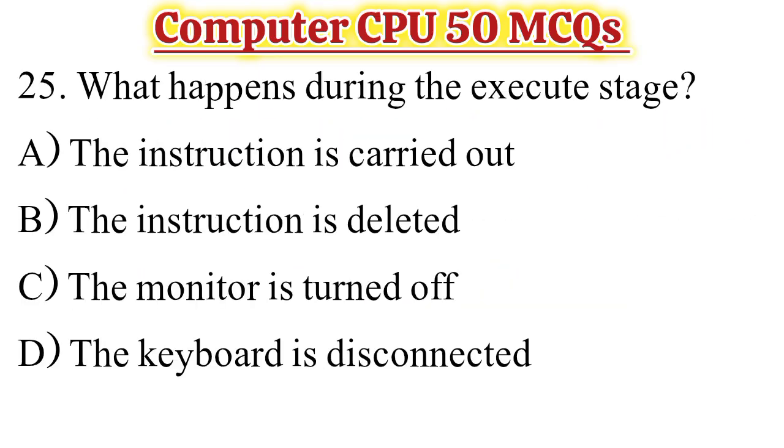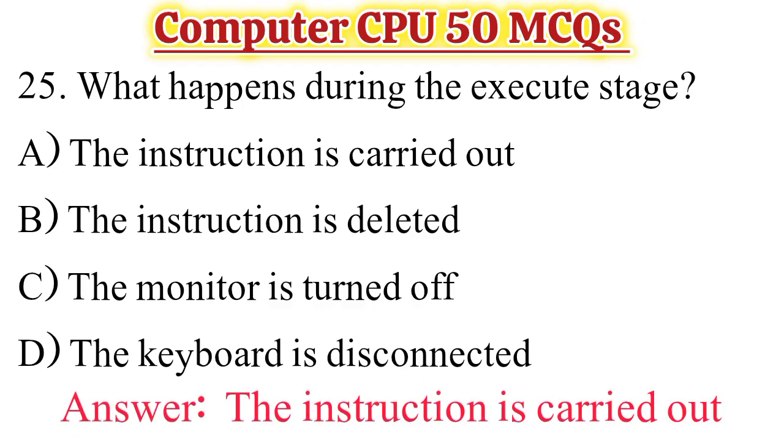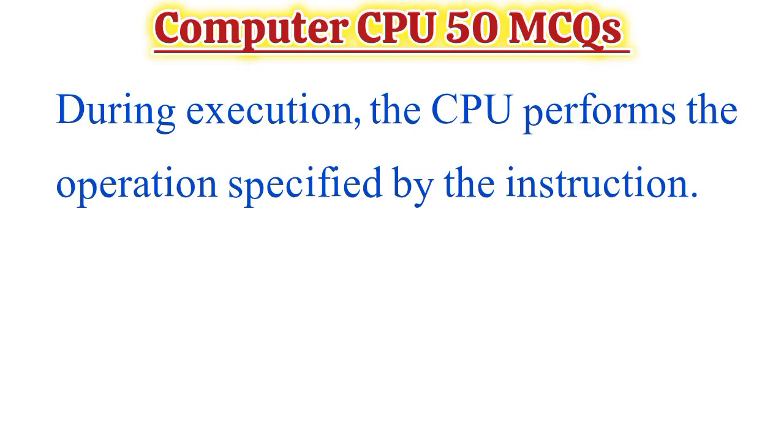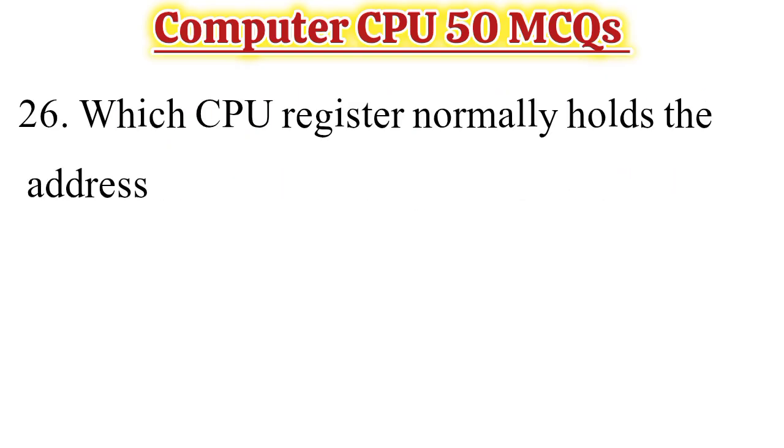25. What happens during the execute stage? A. The instruction is carried out. B. The instruction is deleted. C. The monitor is turned off. D. The keyboard is disconnected. Answer: the instruction is carried out. During execution, the CPU performs the operation specified by the instruction.